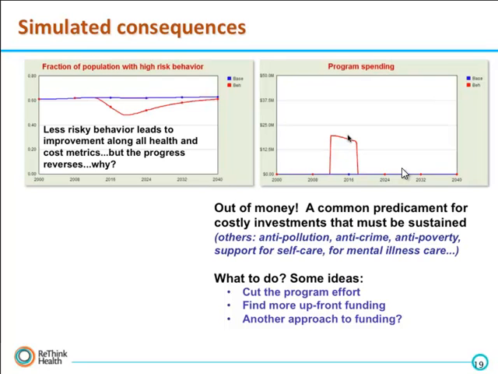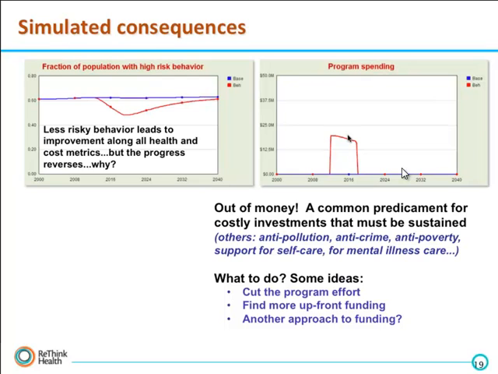So what can we do here? Here are some ideas. Cut the program effort so we just focus, let's say, on the poor or the young or something. But of course, if you cut the effort, it won't be as effective. But it is something that you can try doing. Find more upfront funding.